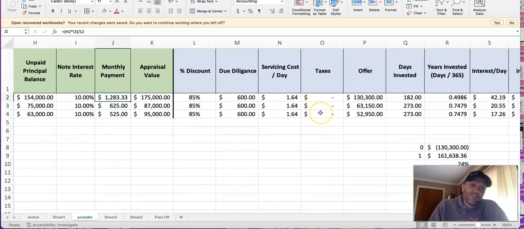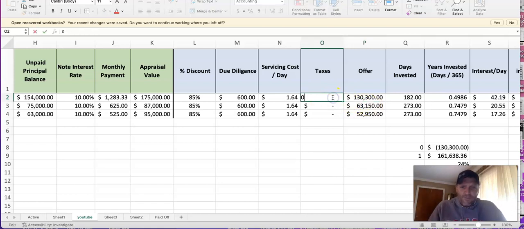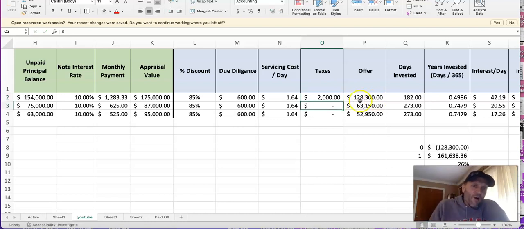And then I look at taxes to see if there's any taxes. So essentially, what my offer is, I take the 85% of the unpaid principal balance, subtract out the due diligence costs, and then not the servicing costs, because that factors into the monthly costs that I'm looking at, and then I back out taxes. So roughly, I'm going to be looking at making an offer of $130,300. If there were taxes of, say, $2,000 here, then my offer is going to be $128,300. But in this particular case, there aren't any taxes.